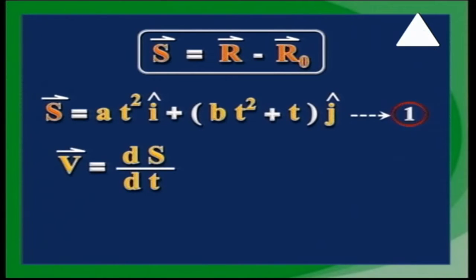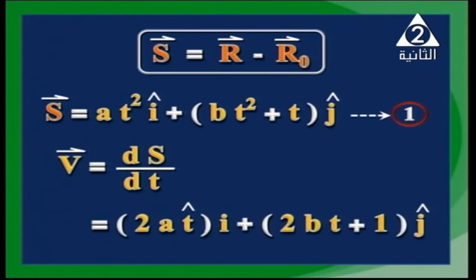At first, find the velocity by differentiating the displacement with respect to time t. Therefore, v equals 2at i plus (2bt plus 1) j. Why? We know s equals at² plus (bt² plus t) j. The velocity v equals ds over dt, and we find 2at, because the differentiation of t² equals 2t and the differentiation of t equals 1. Therefore, the velocity is 2at i vector plus (2bt plus 1) j vector.